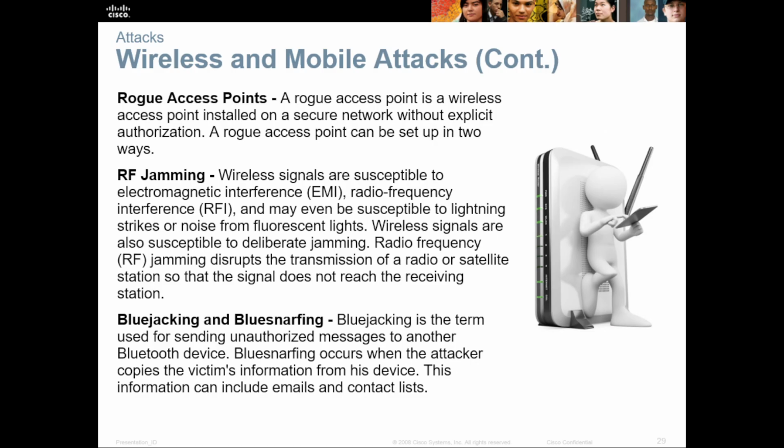Now, rogue access point. A rogue access point is a wireless access point installed on a secure network without explicit authorization. A rogue access point can be set up in two ways, and one is radio frequency jamming. Wireless signals are susceptible to electromagnetic interference and radio frequency interference, and may even be susceptible to lightning strikes or noise from fluorescent lights. Wireless signals are also susceptible to deliberate jamming. Radio frequency jamming disrupts the transmission of a radio or satellite station so that the signal does not reach the receiving station.